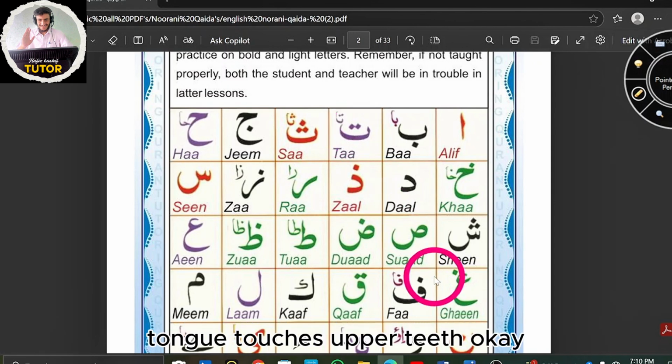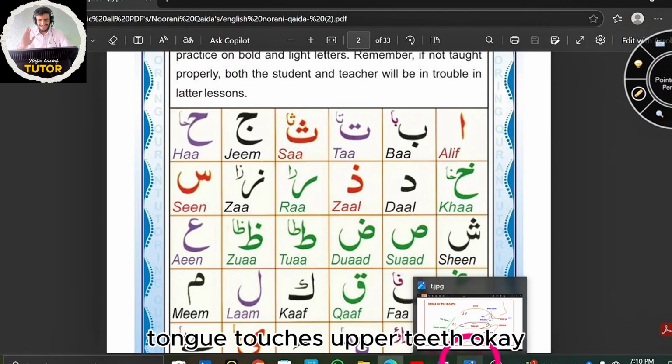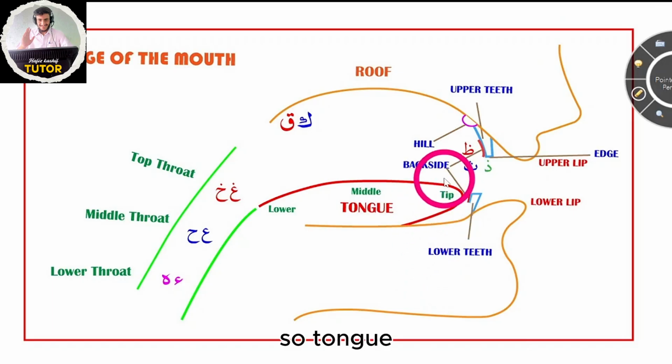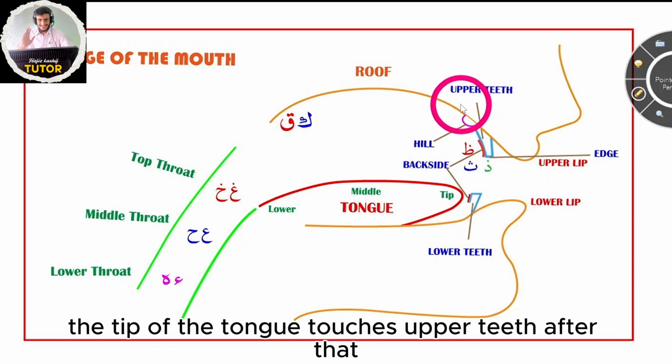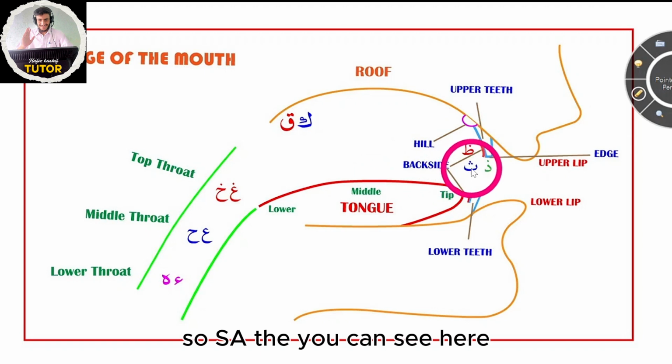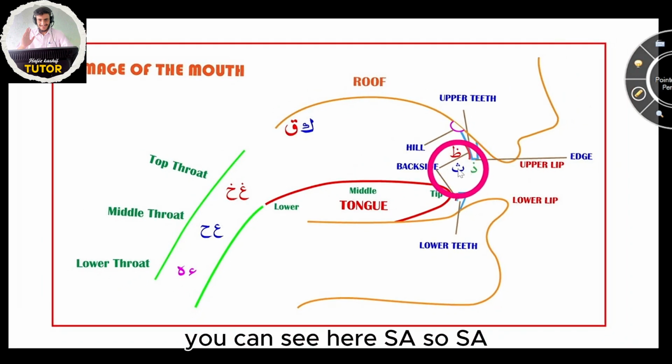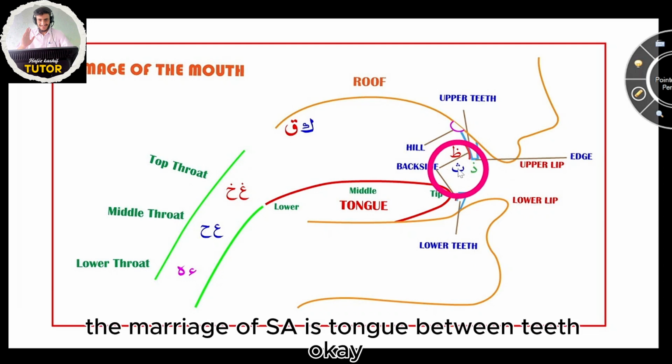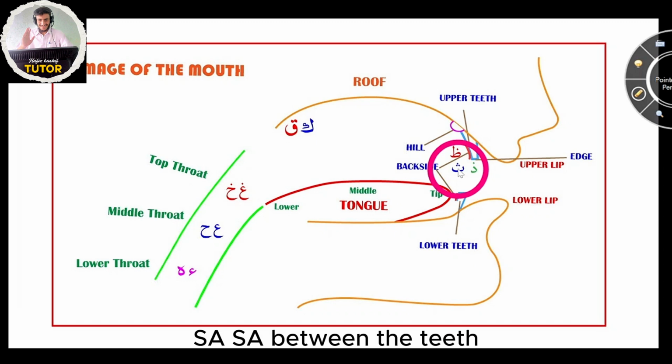The tip of the tongue touches the upper teeth. After that, tha. The makhraj of tha is the tongue between the teeth. The tongue is between the teeth.